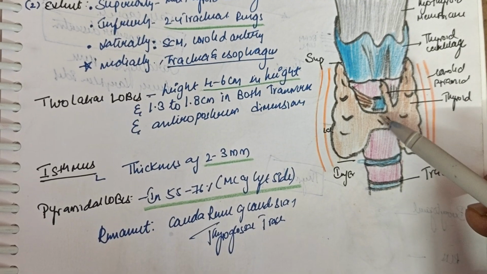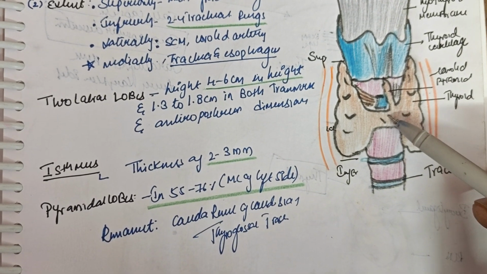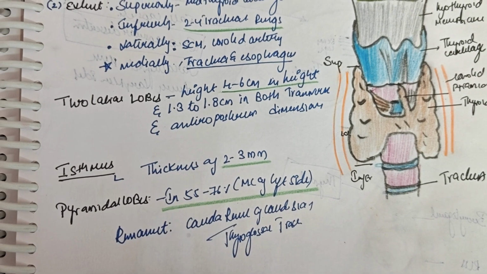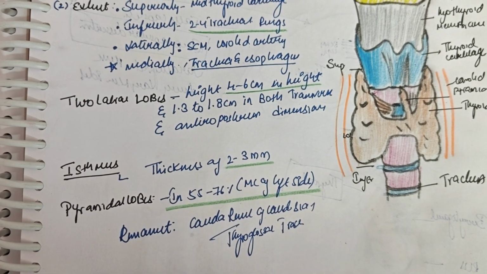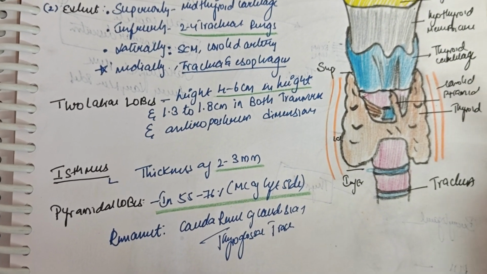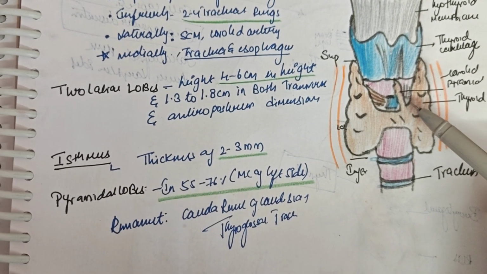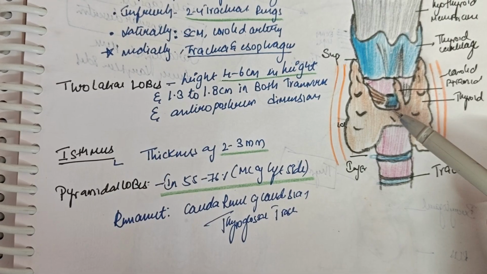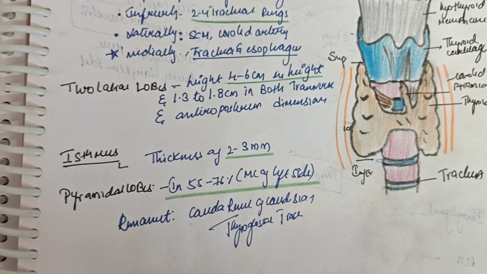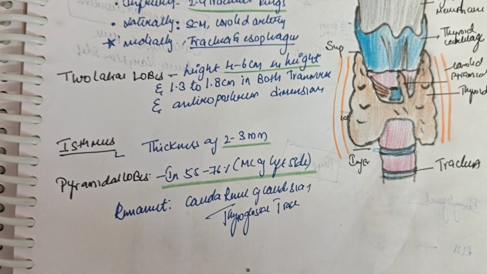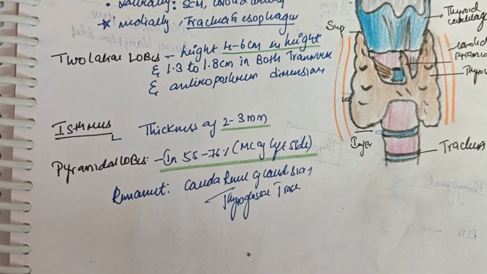Now, what is the thickness of the isthmus? The thickness of the isthmus is 2 to 3 mm. That's all you need to understand. It is just 2 to 3 mm thickness, very thin. And the pyramidal lobe is most commonly present on the left side. It is not present in all, but in 55 to 76%. When you dissect the thyroid, you get it, mostly on the left side.